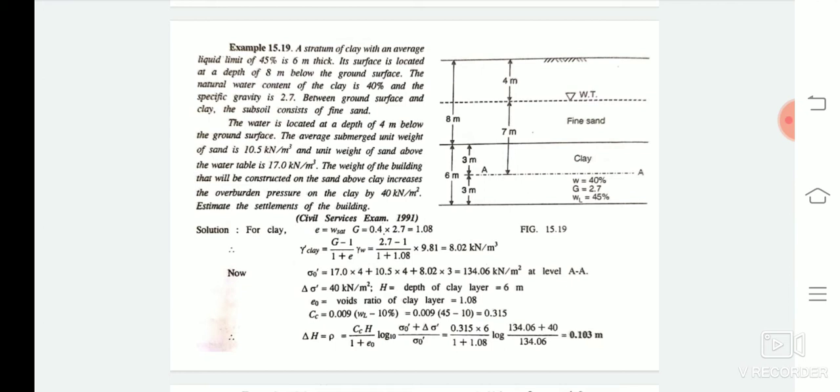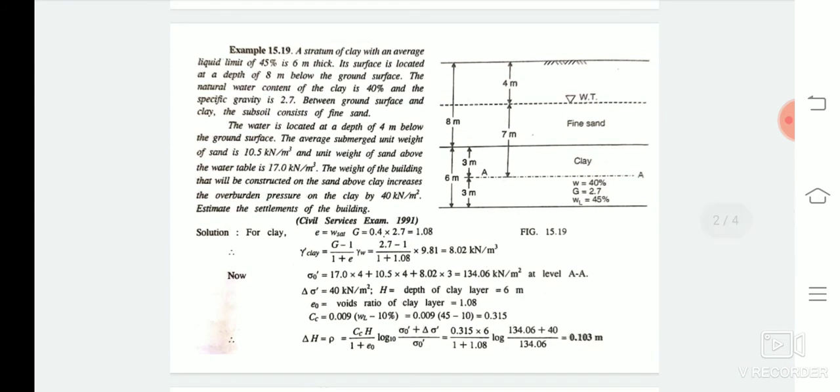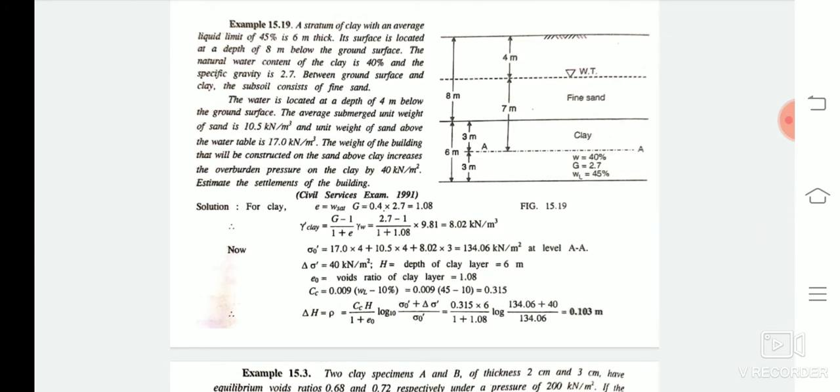So here is the diagram which is provided, where it is stated that a layer of clay and sand is given, where various parameters have been provided. The liquid limit is given for the clay layer as 45%, specific gravity as 2.7, and natural water content as 40%. The unit weight of the sand above the clay layer is given as 17 kilonewton per meter cube, and the submerged unit weight is given as 10.5 kilonewton per meter cube, and the overburden pressure on the clay has been given as 40 kilonewton per meter square.